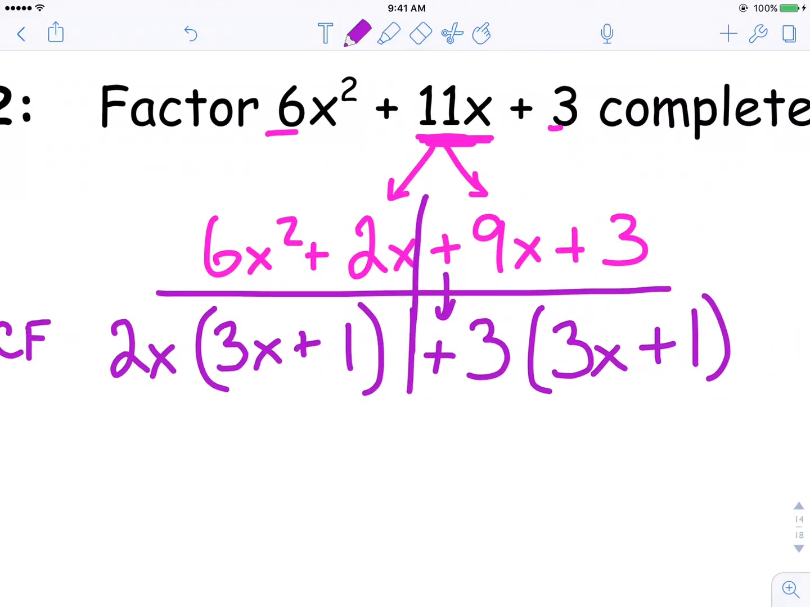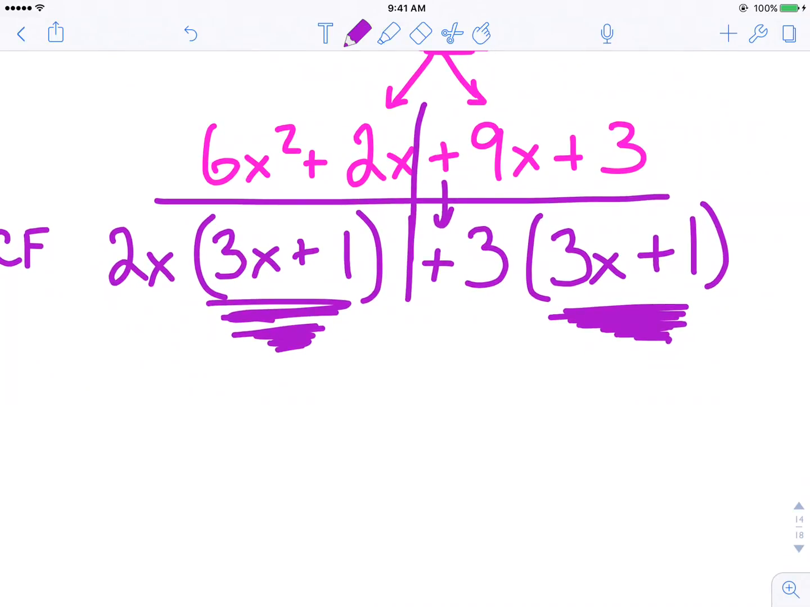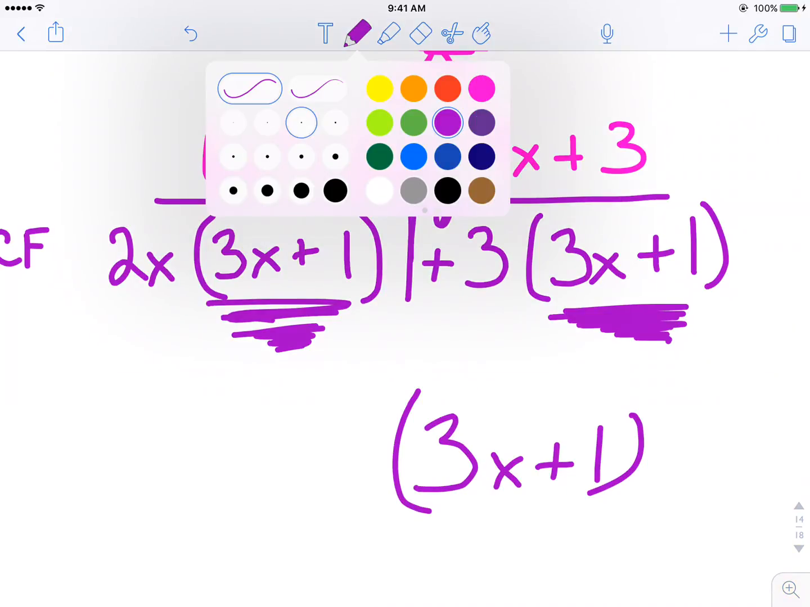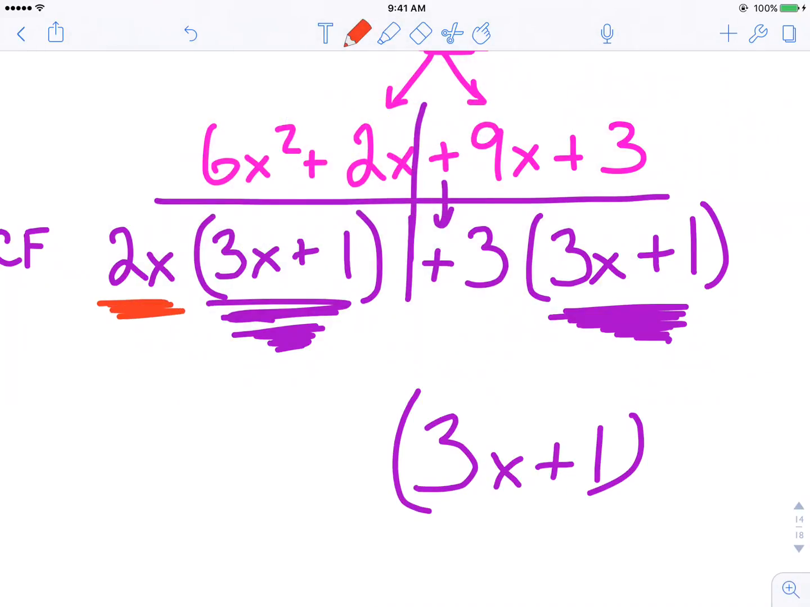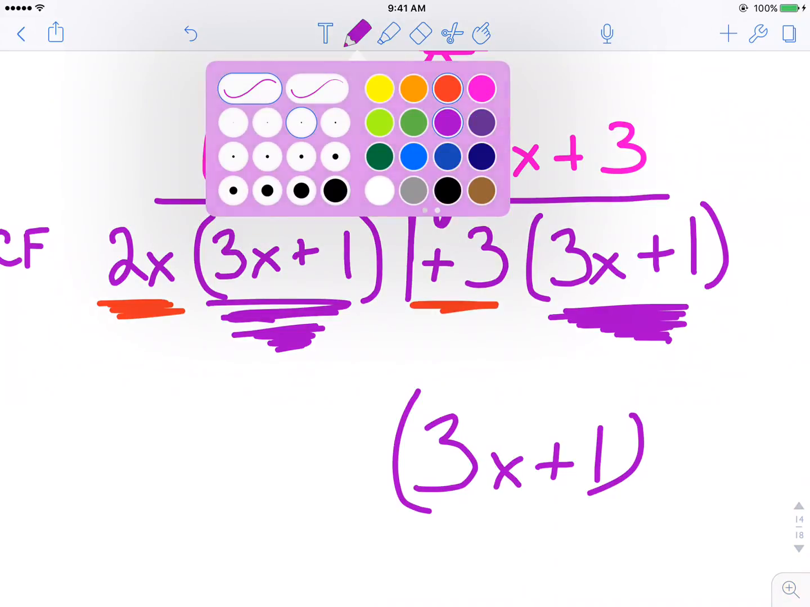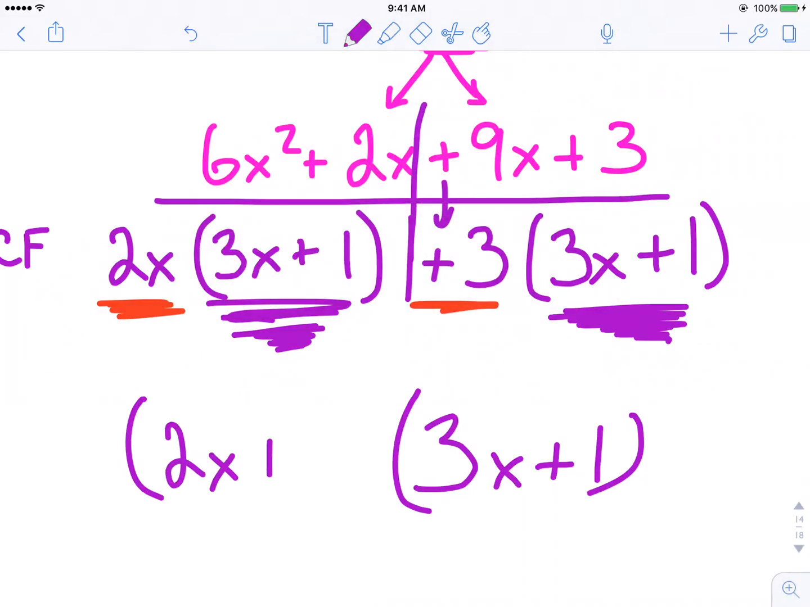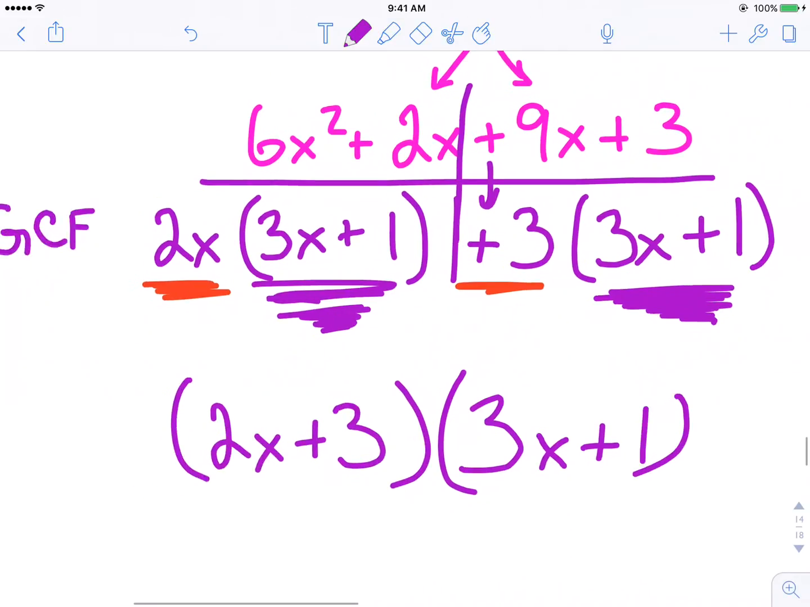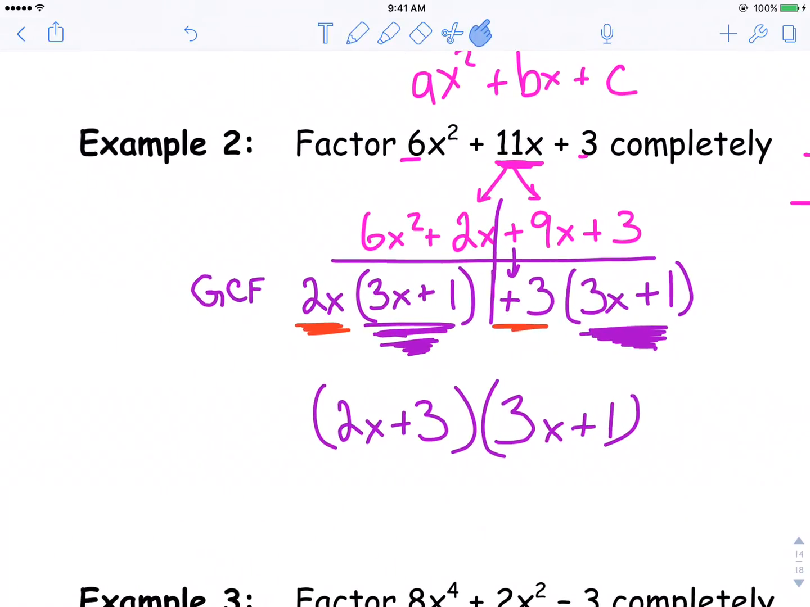And at this point, these parts of our terms should be the same. If they're not the same, you need to back up. Something's wrong. Figure out where it went wrong. Fix it. Move on. So the 3x plus 1, because it's common, is one of our factors. 3x plus 1. Done. My other factor comes from 2x and plus 3. 2x plus 3. There's my factored form of 6x squared plus 11x plus 3.